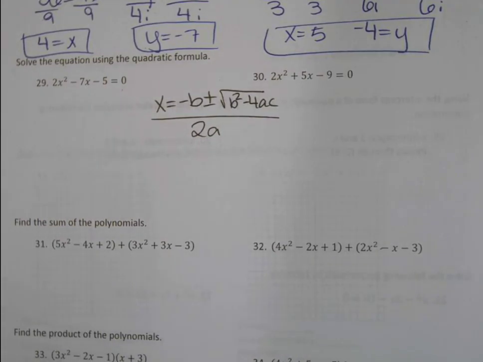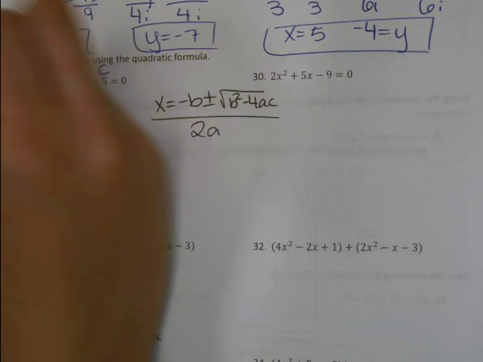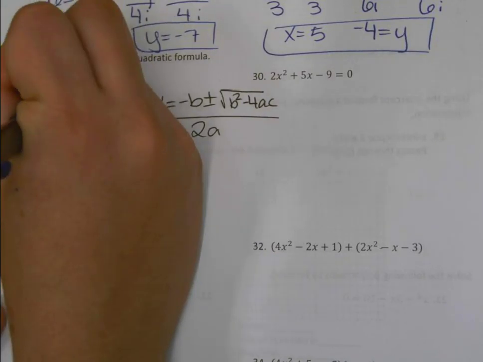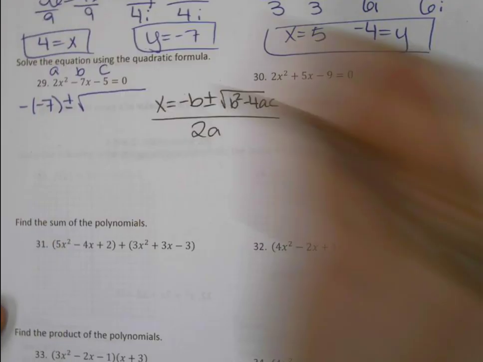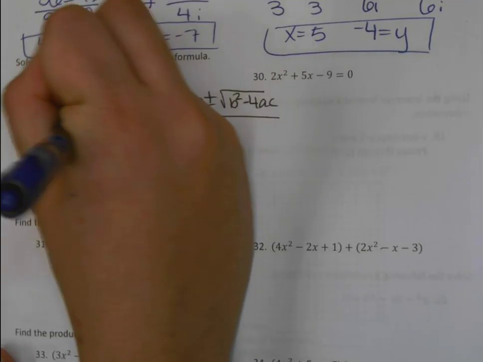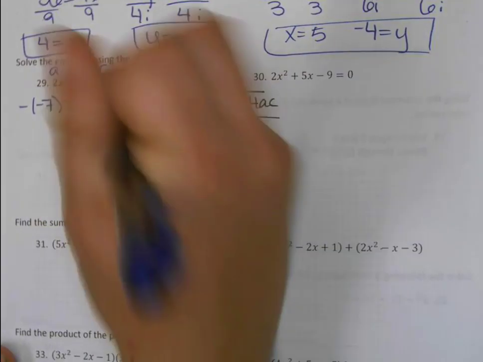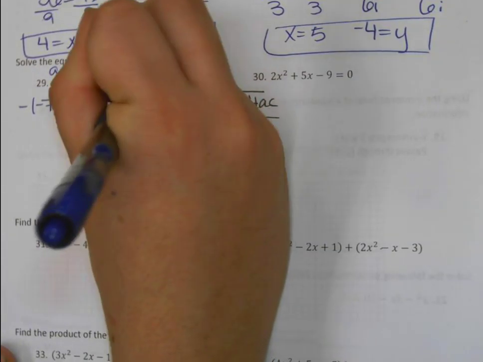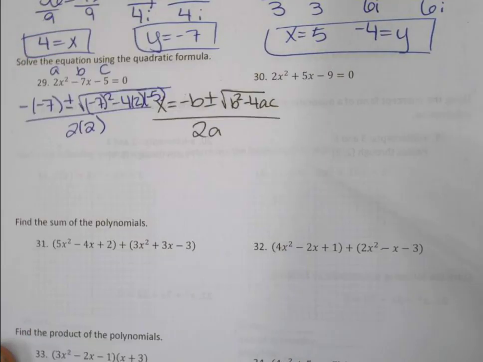I need to label what my letters are. A is the coefficient in front of the x squared, B is the coefficient in front of the x, and C is just the regular number. So then I'm going to plug this in. It says negative B, so I'm going to do negative 7 and then plus or minus this. B squared is negative 7 squared. Minus 4, A is 2, C is negative 5, over 2 times A, which is 2.